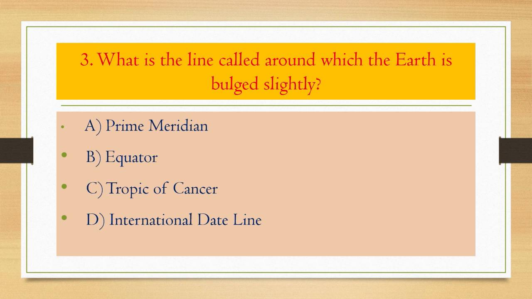Third question. What is the line called around which the Earth is bulged slightly? First option prime meridian, equator, C Tropic of Cancer, D international date line. Let us see the answer. The Earth is in ellipsoid shape, which looks like an egg shape. So the Earth is bulged slightly at the equator. Here we find it in a bulged manner. The correct answer is equator.